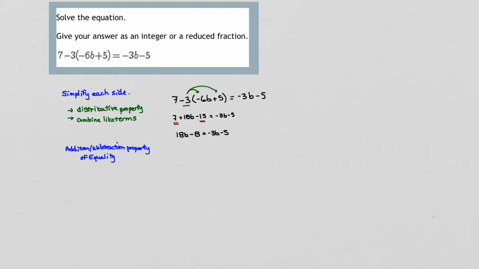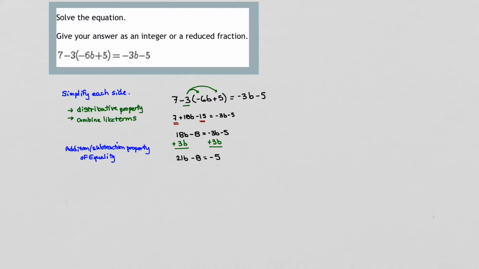I like to get my variable terms together first. In other words, I'm going to bring all my variables to the left side. That means I need to move the negative 3b and remove it from the right side. And because it's a negative 3b, the way I remove it is I add 3b. I do the opposite operation. And so I'm going to add 3b to both sides. Now, because it's an equation, whatever I do to the one side, I have to do to the other to keep it nice and balanced. And so that gives me actually 21b minus 8 equals negative 5.